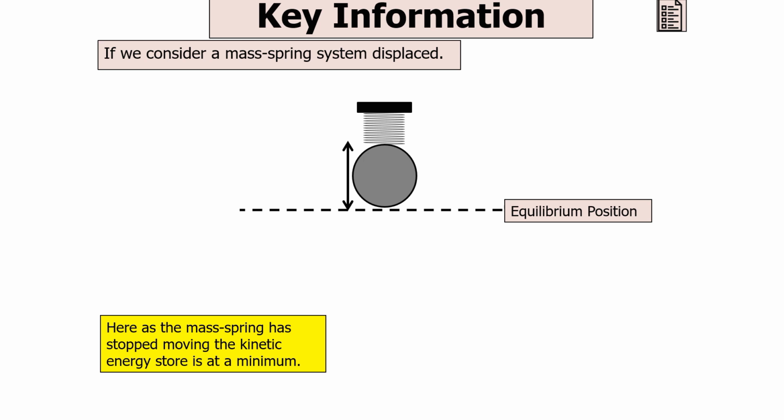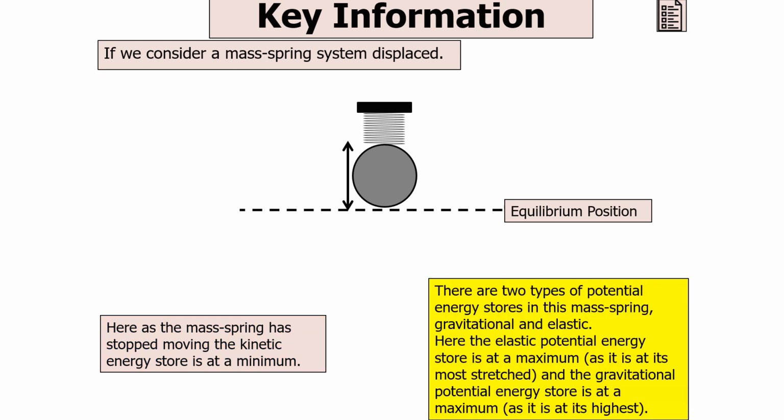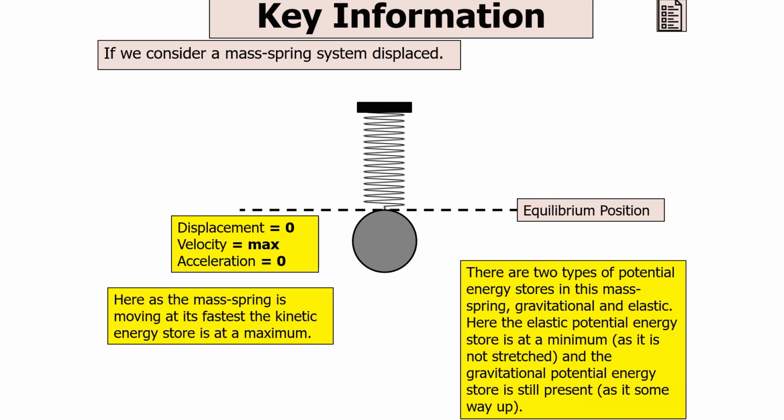Now at this point, our mass spring has stopped moving, so the kinetic energy store is at a minimum. Now here, the elastic potential energy store is at a maximum, as it is at its most compressed, and the gravitational potential energy store is at a maximum, as it is at its highest. So we know here, the displacement is equal to minus A, the velocity is 0, and the acceleration is a maximum. Now we come back to being at equilibrium again, where displacement is equal to 0, velocity is a maximum, and acceleration is 0.